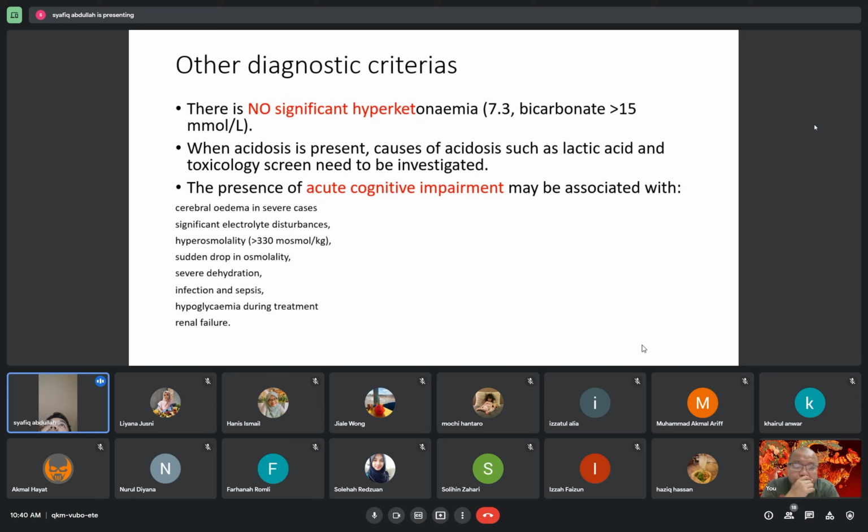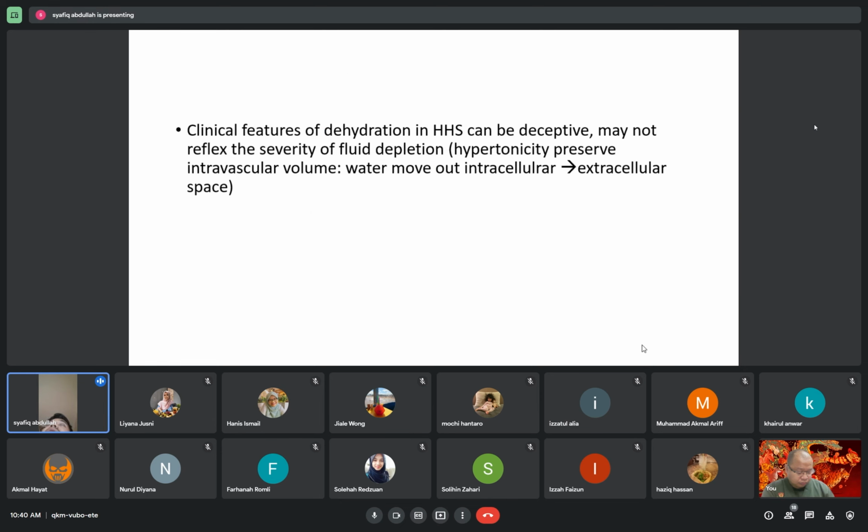The presence of acute cognitive impairment may be associated with edema in severe cases, significant electrolyte disturbances, hyperosmolality more than 330, sudden drop in osmolality. This one we found during the treatment of the HSS, severe dehydration, underlying infection and sepsis, hypoglycemia during treatment. Macam kita dah start insulin regime untuk patient HSS tapi kita tak check regularly of the DST, and also underlying renal failure. Clinical features of dehydration in HSS can be very difficult to detect lah, deceptive, because it may not reflect the severity of the fluid depletion.